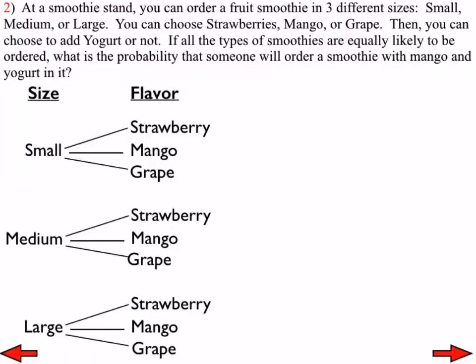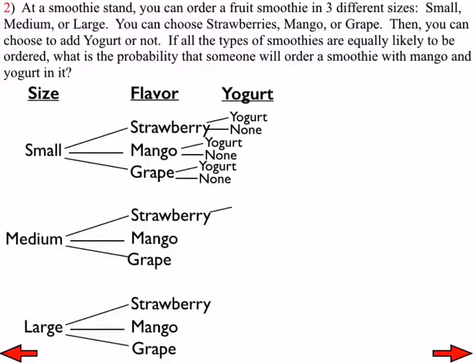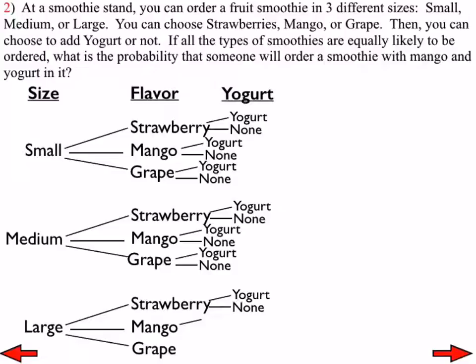And then, once we choose flavor, we can either choose with yogurt or not. So we could choose a small strawberry with yogurt or a small strawberry without yogurt. And the same thing for every single size and flavor. So that's my entire tree diagram. You didn't have to do a tree diagram. You could have done it any way that you wanted to. But listing things out like this helps with the sample space and possible outcomes.